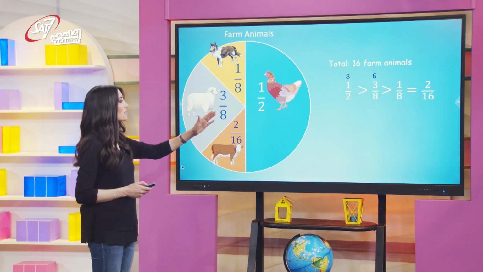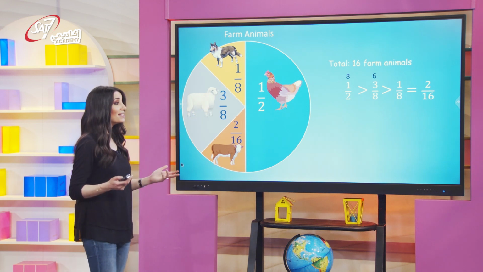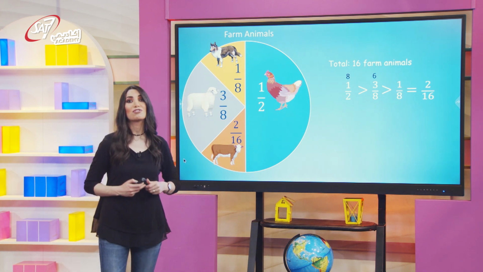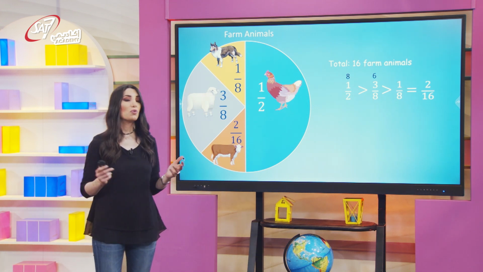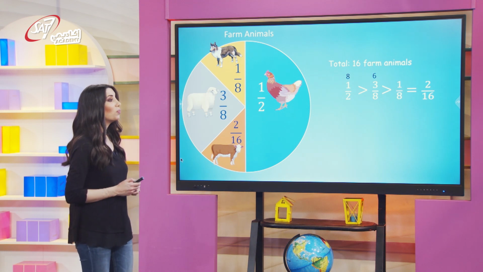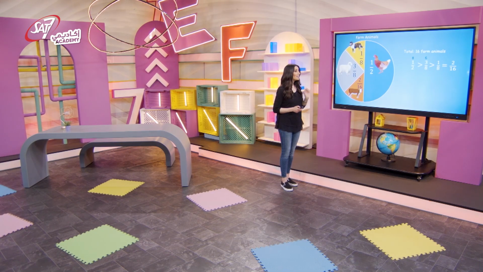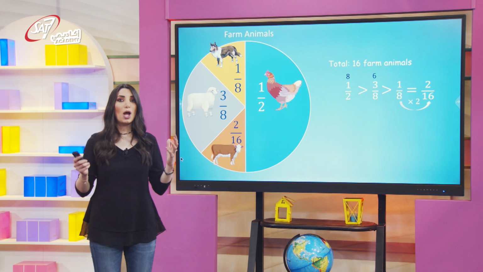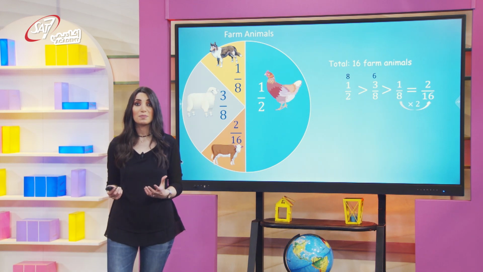Comparing 3/8 with 1/8 is easy, since they have the same denominator. 3/8 is greater. We are left with the last two fractions. Let's double check whether they are equal. Can you think of a number to multiply by 1 and 8 and get 2 and 16? That's correct. It's 2. Our observations were correct.